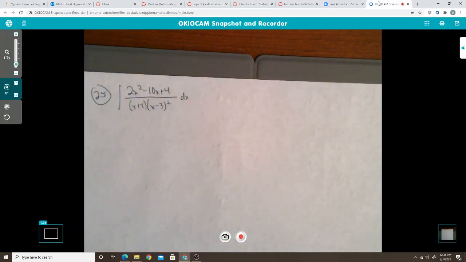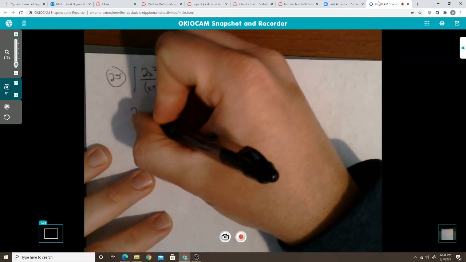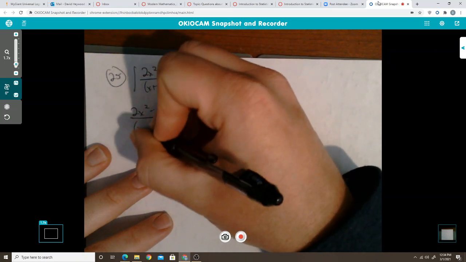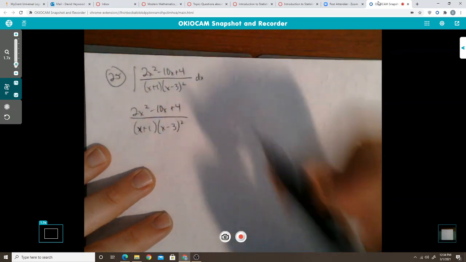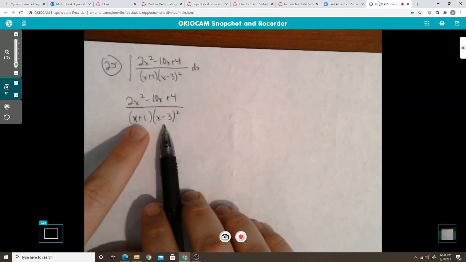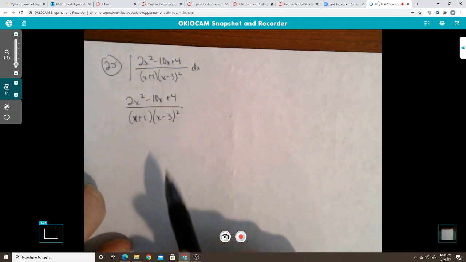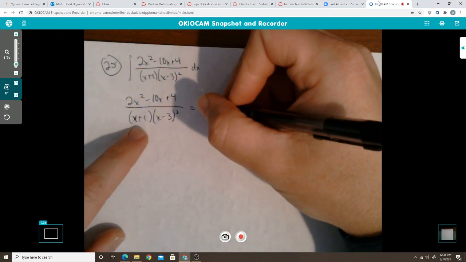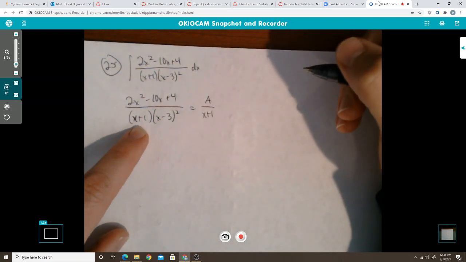So I've written down 25 here. 2x squared minus 10x plus 4 over x plus 1 times x minus 3 squared. Okay, so both of these factors in the denominator are linear factors, and this one is not repeated, right? But this one's repeated twice. So the way the partial fraction decomposition is going to look is you're going to have one copy for the x plus 1. So you're going to have just an A over x plus 1.